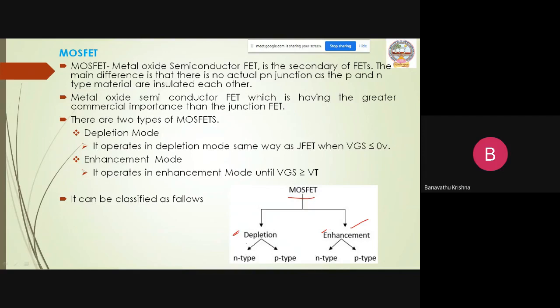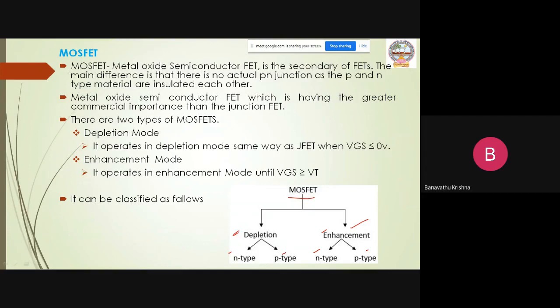So generally the depletion mode device operates in depletion mode. If you want to remove the channel, it goes from depletion mode into enhancement mode. Coming to enhancement mode, we apply some external forces, and then the enhancement mode device goes from enhancement mode to depletion mode, right? Again the depletion mode device is classified into two types, n type and p type. Similarly the enhancement mode device is n type and p type, right?